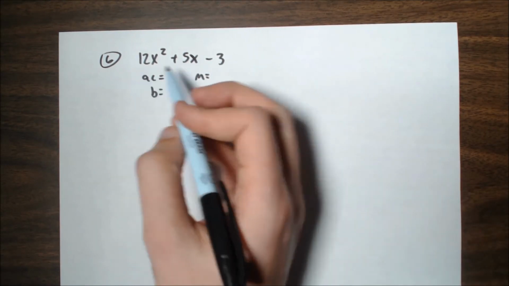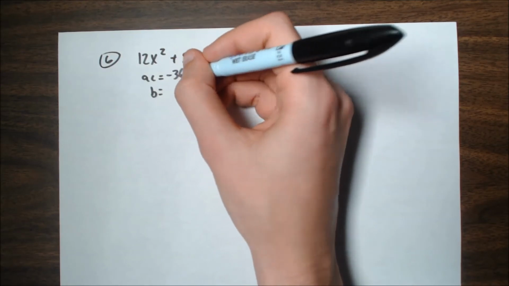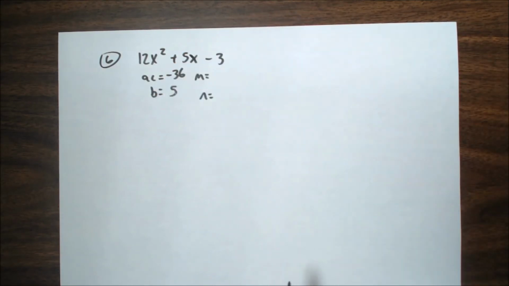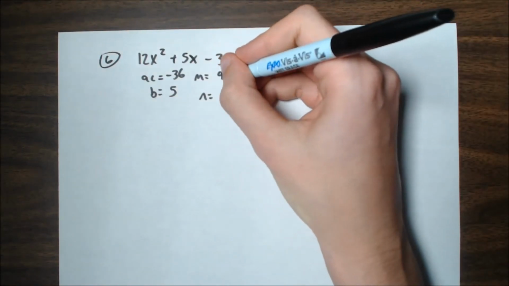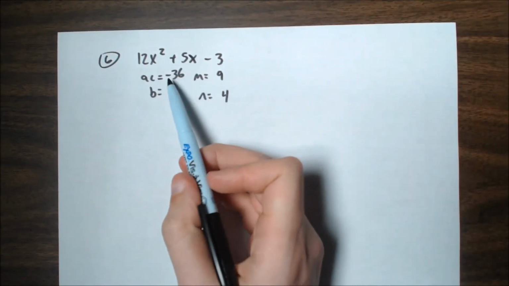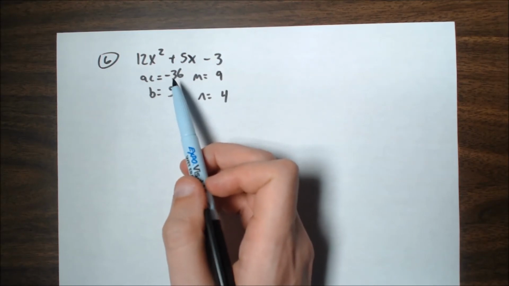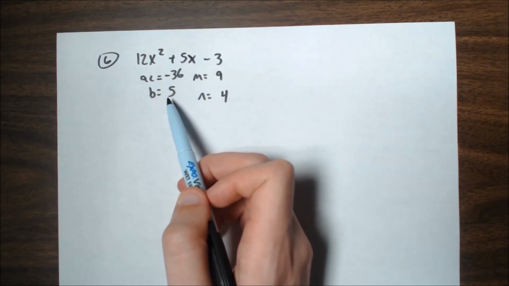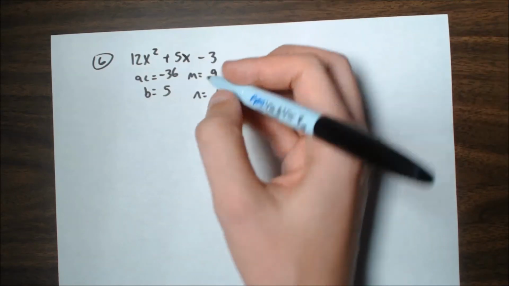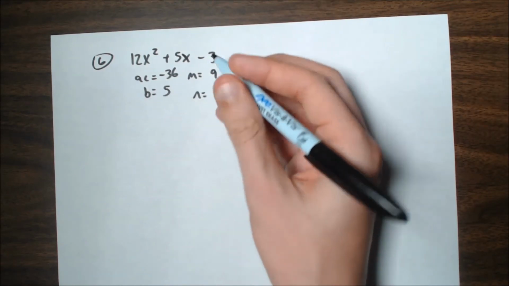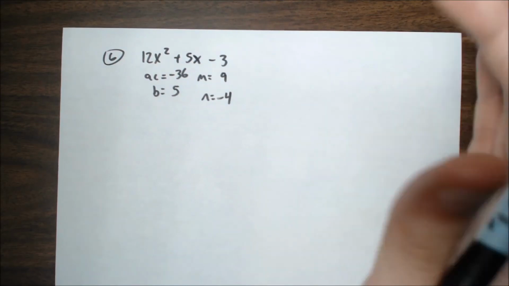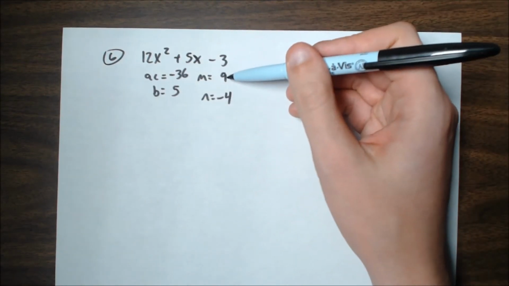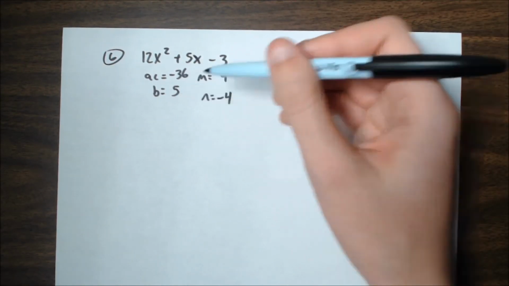Okay. What is a times c? It's negative 36. What is b? That's 5. So I need two numbers that multiply to make negative 36 that add up to make 5. Those numbers are going to be 9 and 4, but I don't know about the signs. This tells me the signs have to be different. Since there's positive left over, the bigger number must be positive. That means the 4 must be negative. Always double check. Negative 4 times 9 is negative 36. They do add up to make 5.